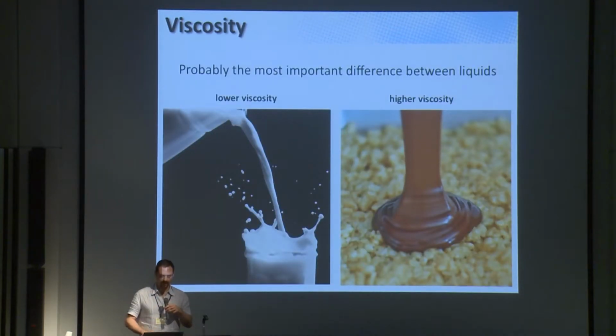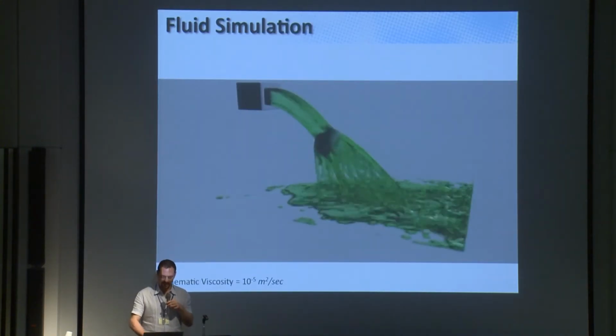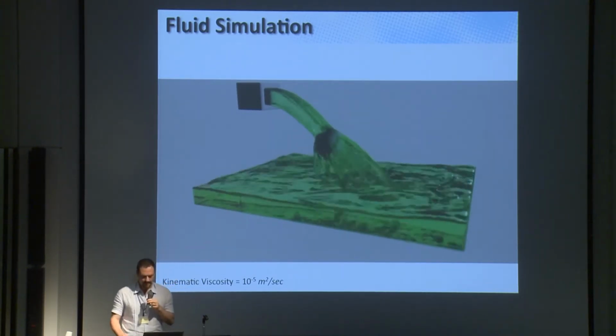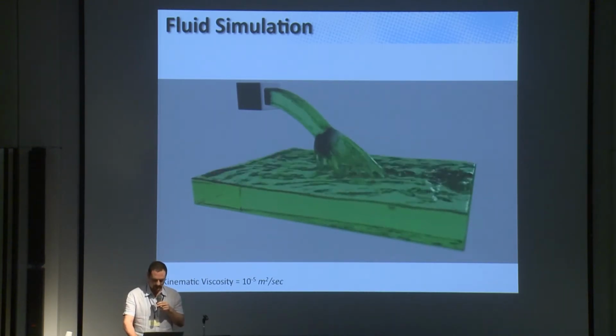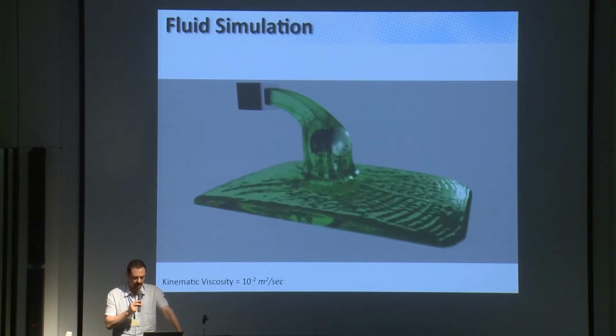And the particular case that I'm going to focus on now is the perception of viscosity in liquids, which is probably the most important difference between different liquids when it comes to their shape and the way that they behave in response to forces. And viscosity ranges from things like water through milk, to higher viscosity materials like this melted chocolate, and I'll show you some examples in a moment. So one of the key questions is how do we visually distinguish between fluids with different viscosities? Here are some animations, physical simulations that we're using in order to study this. Here's an example of a runny liquid, so low viscosity liquid. Here's an example of a medium viscosity liquid. You can see how that oozes out.